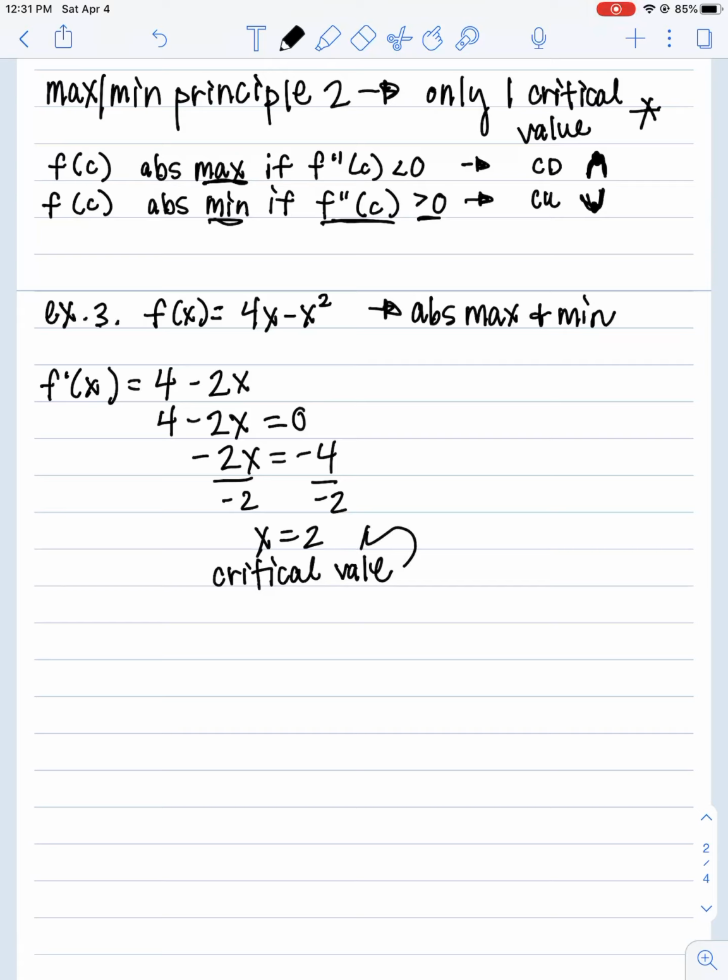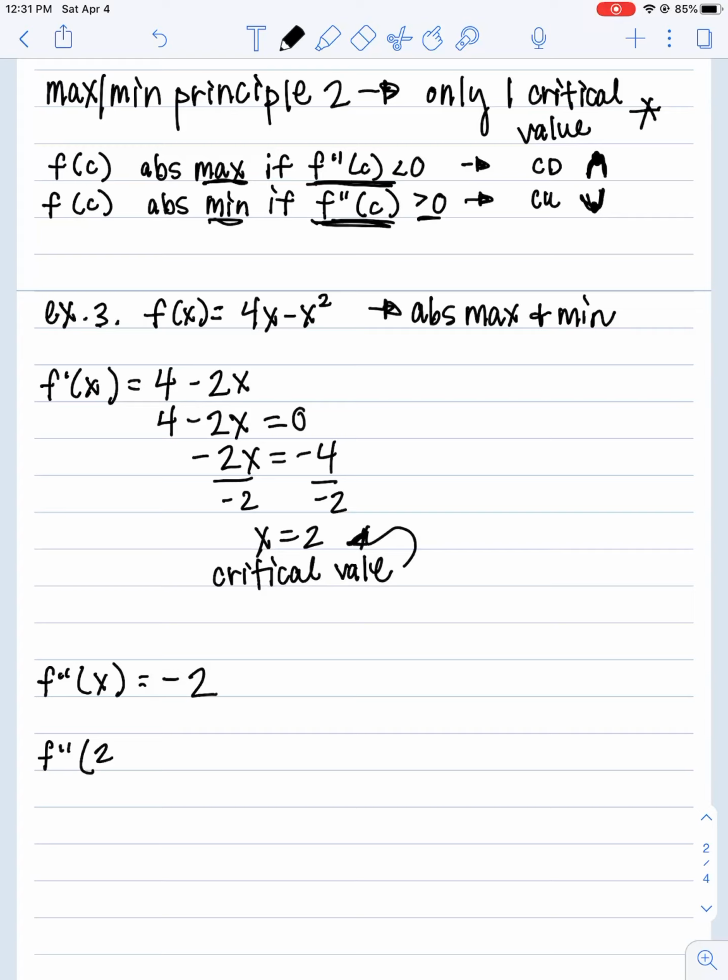And again, what does max-min principle number 2 say? It says to take the critical value, this right here is your critical value, and plug it into the second derivative, okay? Well, we don't have the second derivative. So by golly, we got to go find the second derivative. So the second derivative, the first derivative was 4 minus 2x. So the derivative of that, the derivative of 4 is nothing. And the derivative of negative 2x is negative 2. Okay, so there's the second derivative.